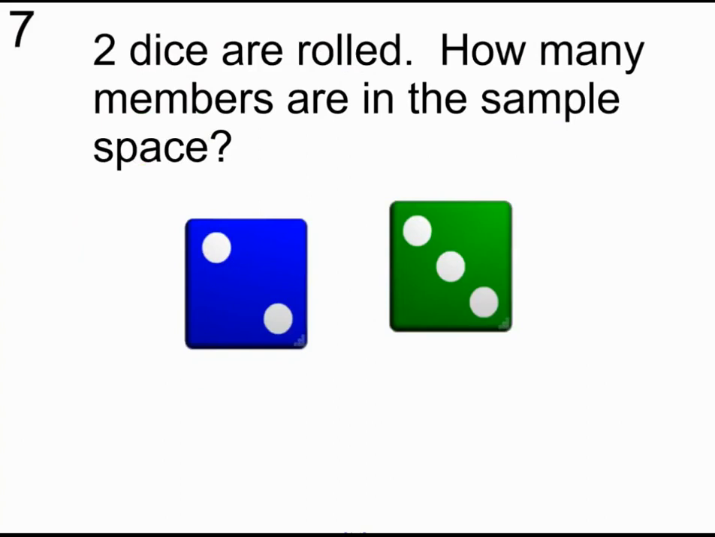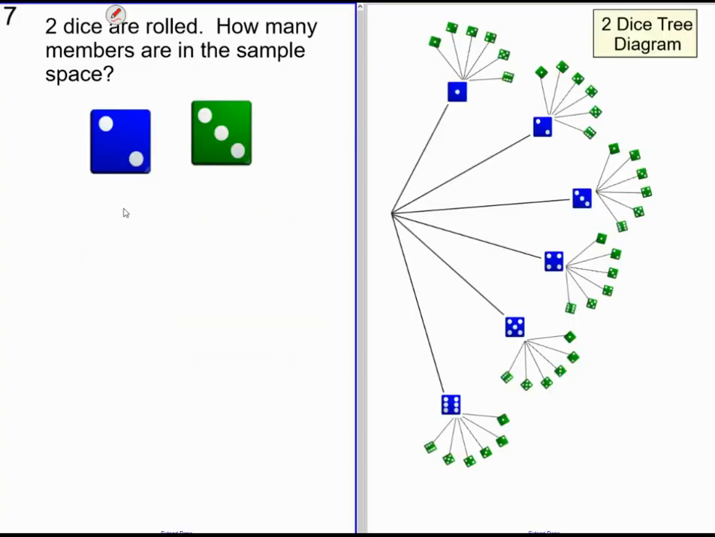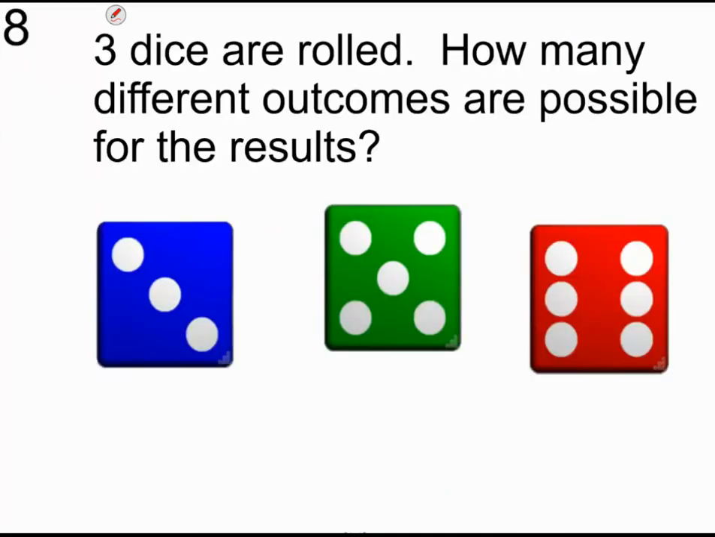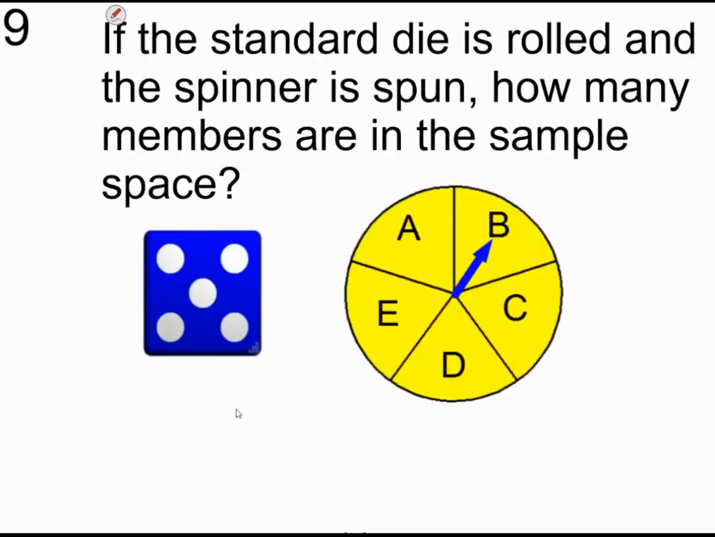Number 7, 2 dice are rolled. How many members are in the sample space? The answer is 36 because each die has 6 possible outcomes, and 6 times 6 is 36. But I want to count the tree diagram because I like counting. 1, 2, 3, 4, 33, 34, 35, 36. I mean, can you believe that? 36 outcomes. Number 8, if 3 dice are rolled, how many outcomes would there be? And that would be 6 to the third equals 216. You can do that. Number 9, there would be 6 outcomes for the die, and 1, 2, 3, 4, 5 for the spinner. 6 times 5 is 30.